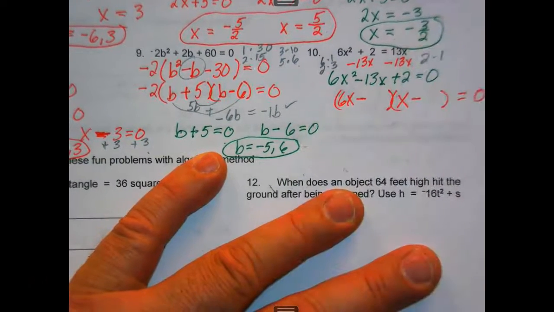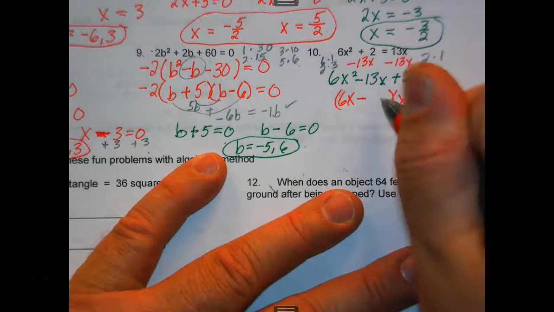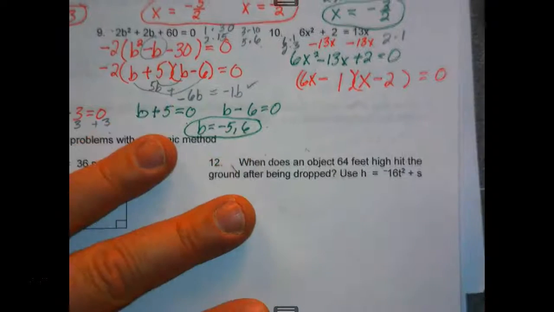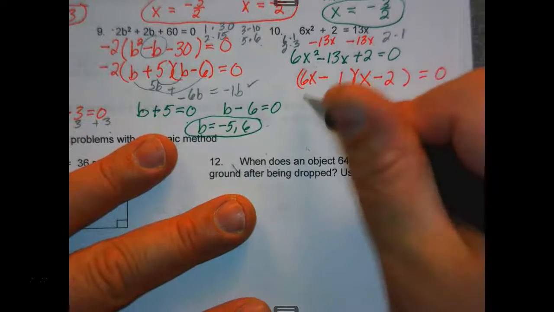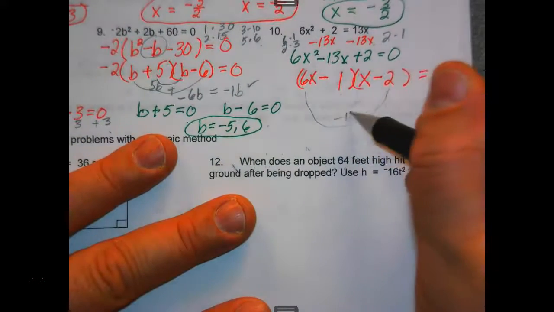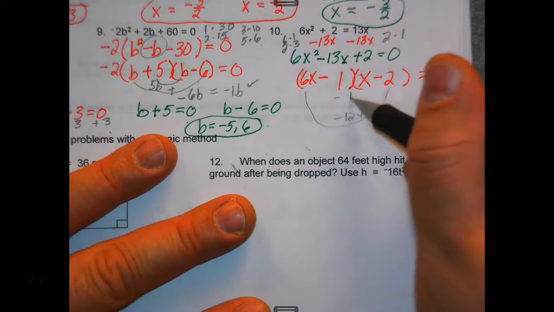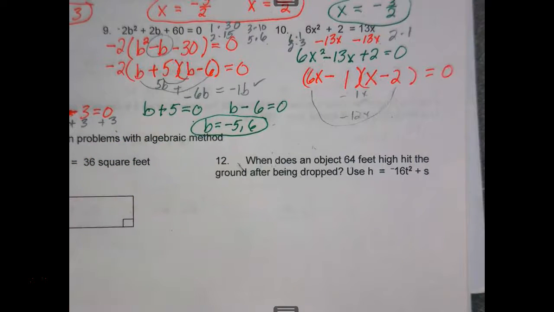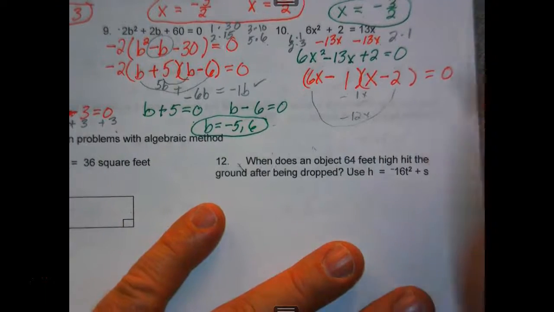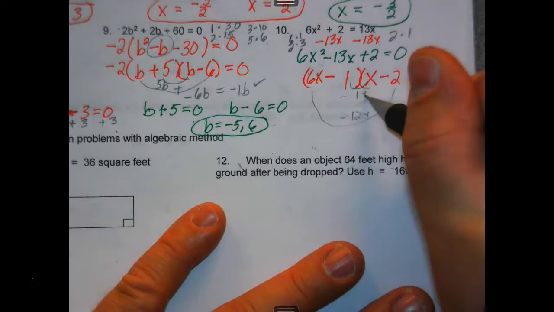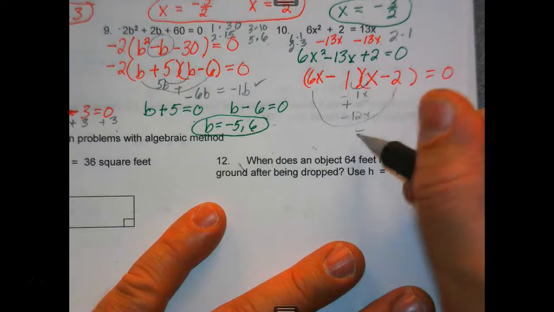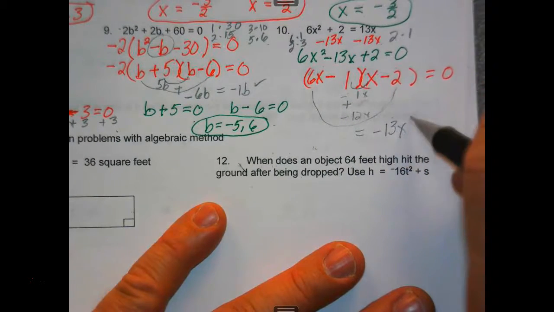Somebody's thinking. Sure, all the time. Okay, let's check this. Negative 12x and negative 1x. Add those together, you get negative 13x. Boom, checks. Okay. Get it? Negative 1x, negative 12x. Add those together, you get negative 13x. It checks.